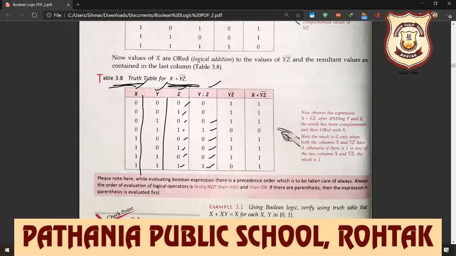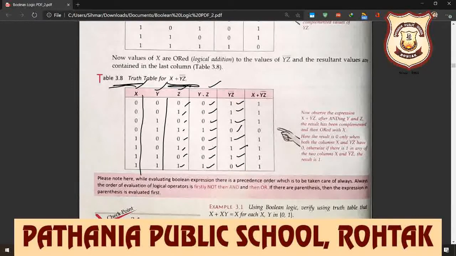Now we need the complement of y multiply z, the whole complement. Whole complement means you exchange: if you have 0, you write 1, and if you have 1, you convert it to 0. So here yz is 0, so the complement is 1, 0 again 1, 0 again 1, and 1 becomes 0, vice versa: 1, 1, 1, 0 and so on. This is called the complement of y and z.